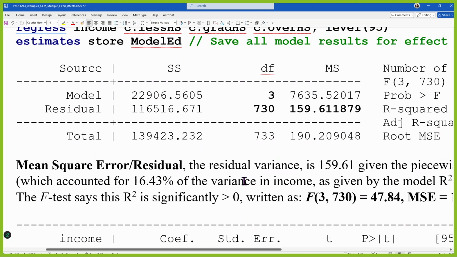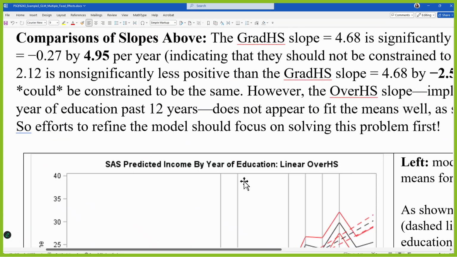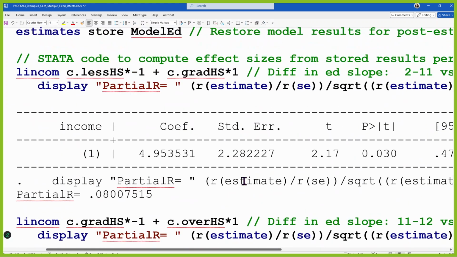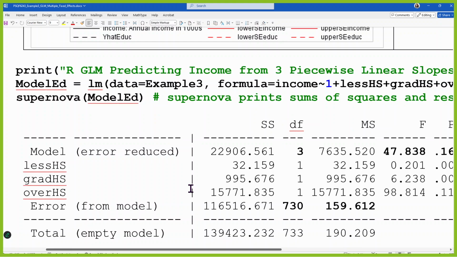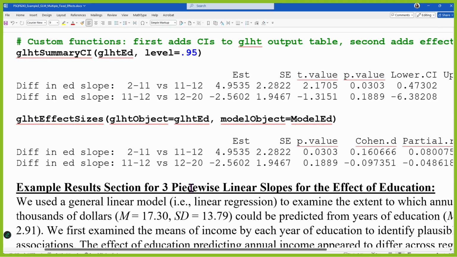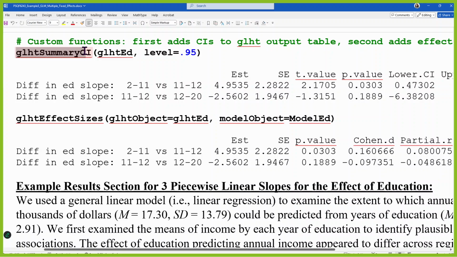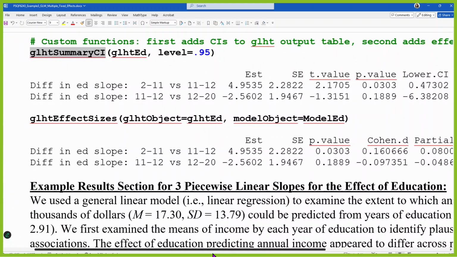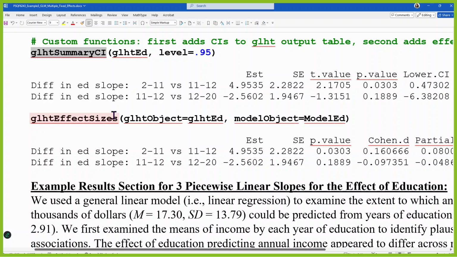We've got, where's my LinComs? There we go. For instance, there's one right there. You put the -1 and the 1 as multipliers of the variables, and those variables are referring to the fixed slope estimates. Same deal. So our results say, I made 2 functions for this as well. So GLHT summary CI takes the default output, formats it, and adds confidence intervals. GLHT effect sizes then takes that and adds the corresponding R's and D's.